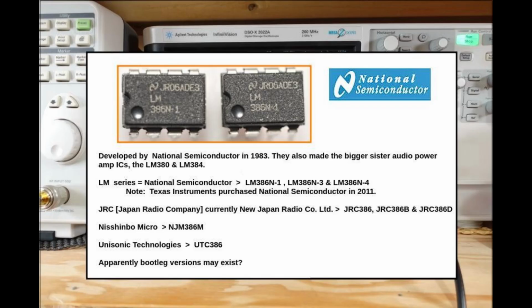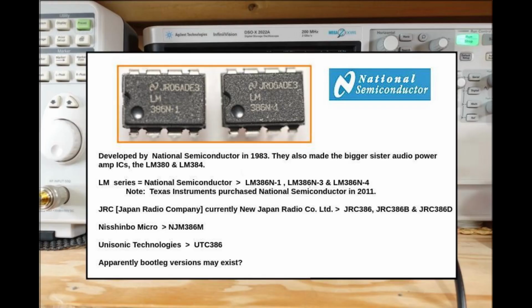A little bit of history. In the photo lie 2 LM386N-1s. These are National Semiconductor parts from my collection, and these were built in 2006. The legendary National Semiconductor team added the 386 to their LM series in 1983. They offered 3 versions. The current is the N-4 variant.